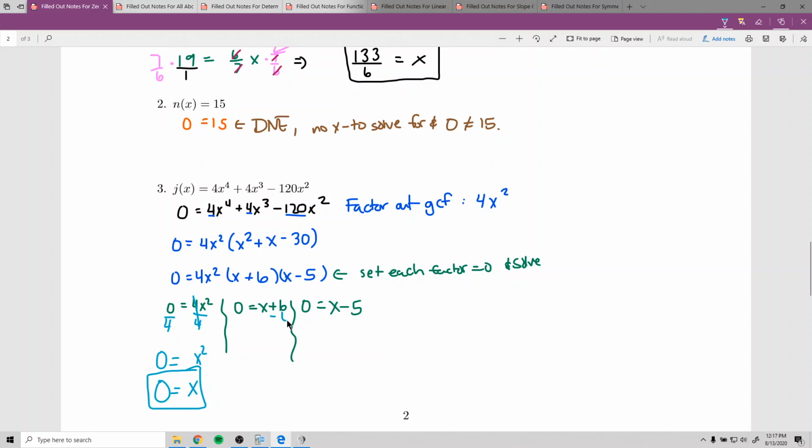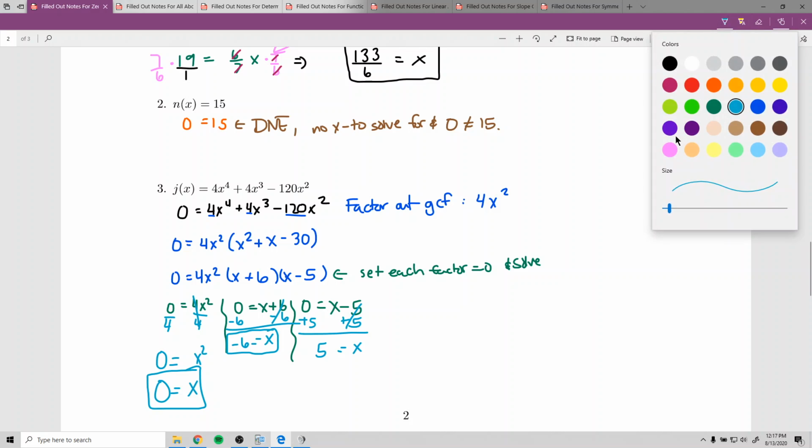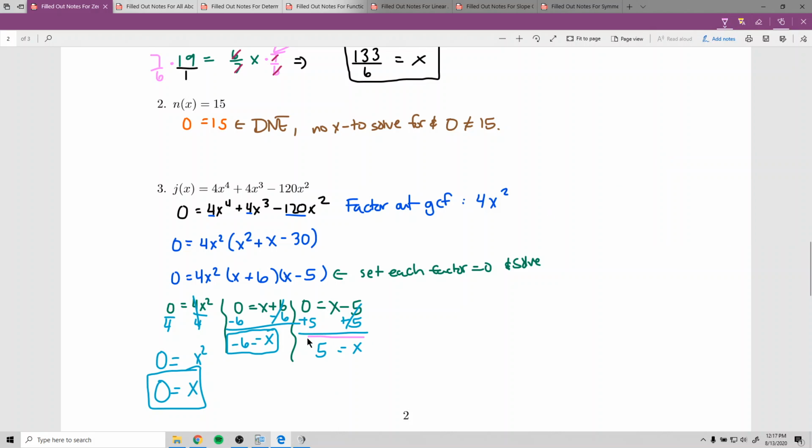Second one here, subtract the 6 from each side, and we get x equals negative 6. And then the last one, we add 5 to each side, and we get x equals 5. Right, so we happen to have 3 answers here, which is quite all right. We got 0, negative 6, and 5.